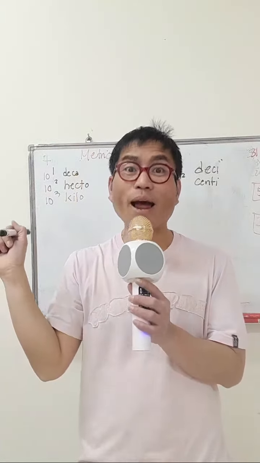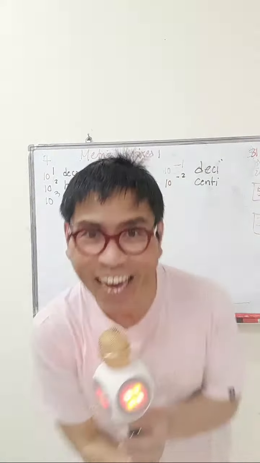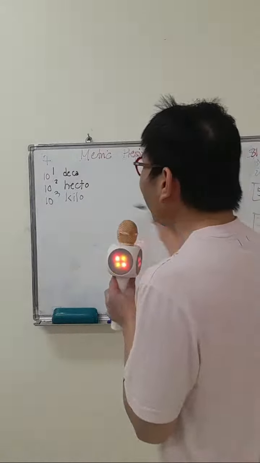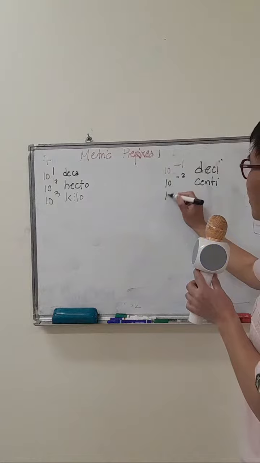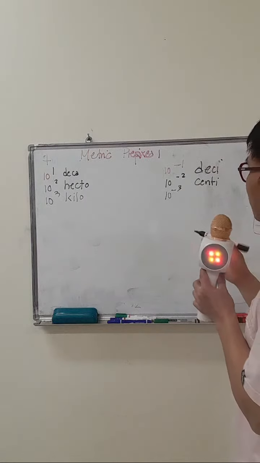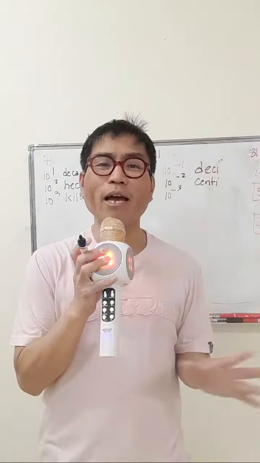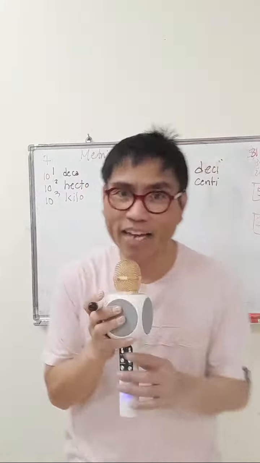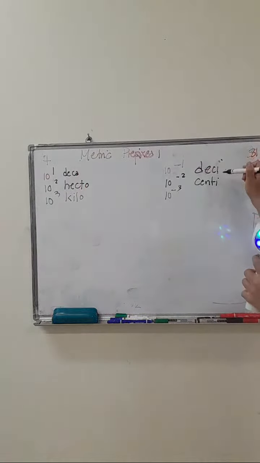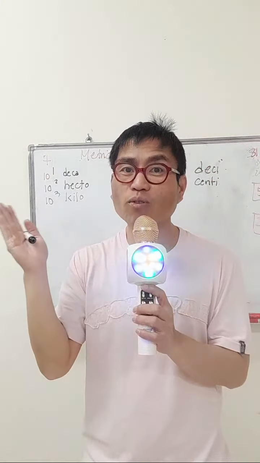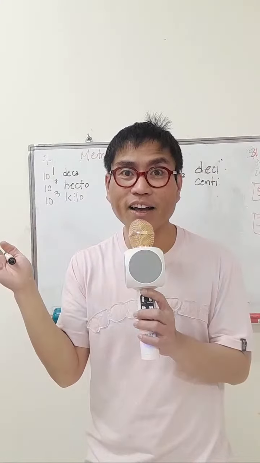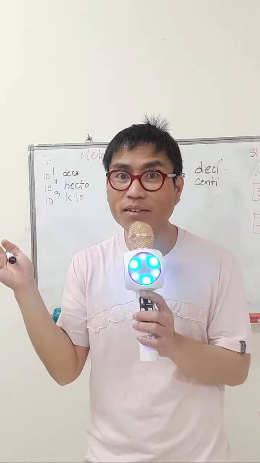Oh, grams pala, plural. Okay, so kilo. Okay, 10 to the 3. And the equivalent for 10 to the negative 3, what is this? Okay, milli. Again, rhyme. Deci, centi, milli. So, in your memorization, it fits. You won't go wrong. Because it is a rhyme.